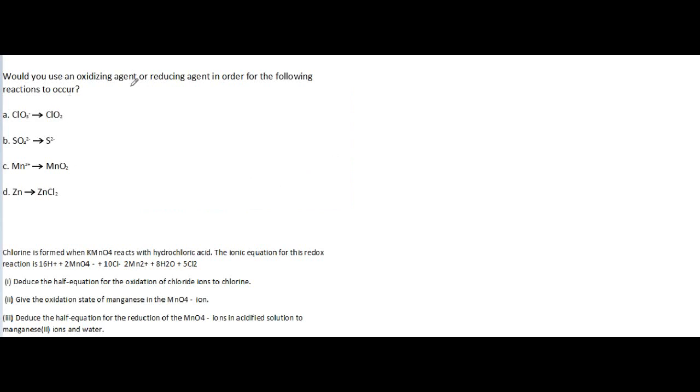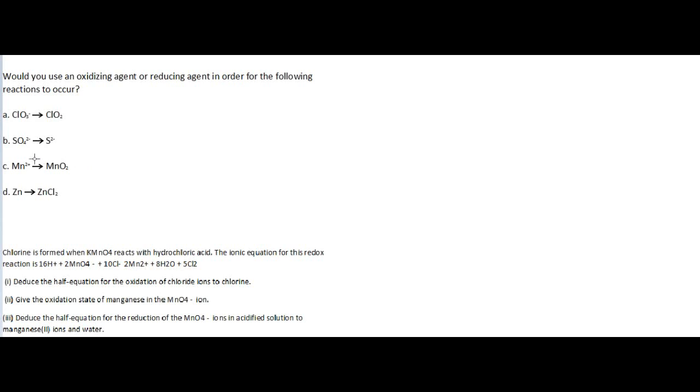Now let's look on this side. We have 2 times negative 2 plus x equal to 0. So x is equal to 4. Clearly the chlorine was actually reduced in this case. Therefore, you need an oxidizing agent for the reaction to have occurred, because you need an oxidizing agent to reduce it.